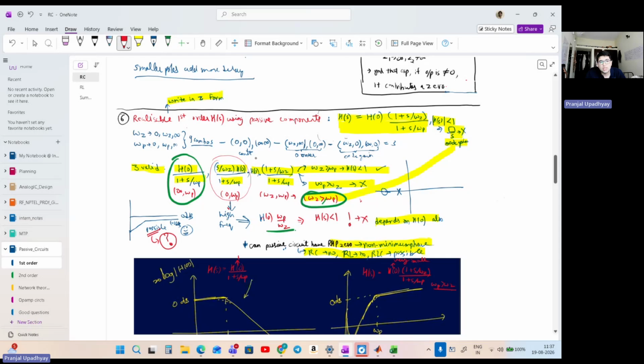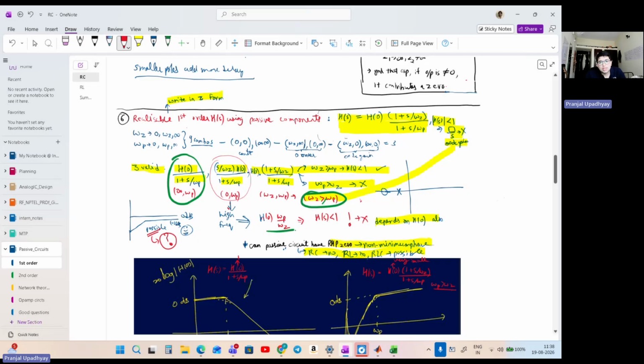What are those three combinations? Combination number one is that zero is at infinity and pole is some finite value. Zero is at zero location and pole is some finite value, and both the zero and pole are finite. Cool. So all these scenarios are fine, but now let us try to discuss about this last one.